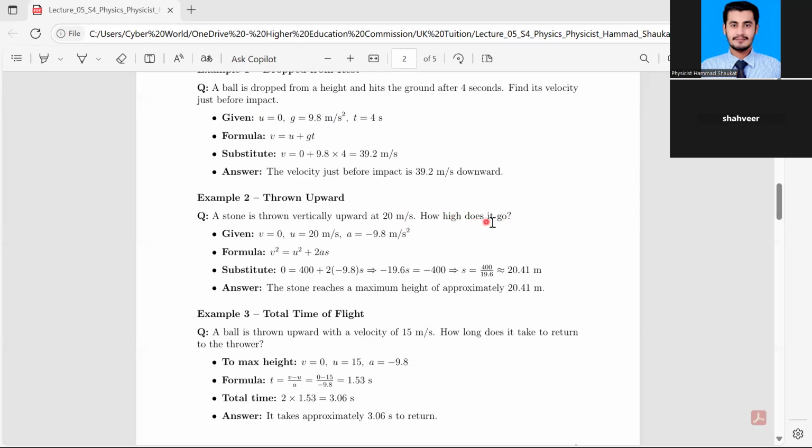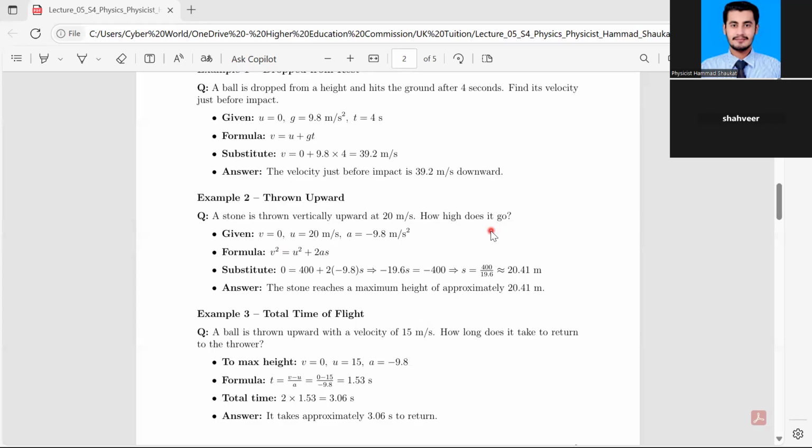Basically, they are asking you to find the distance. How high does it go? It means from the starting point to the highest point, you have to find the total distance covered by the stone which you throw vertically upward. So, can you tell me for finding the distance, which equation of motion you have to use if there is no time given? Third one. Yes, third one.